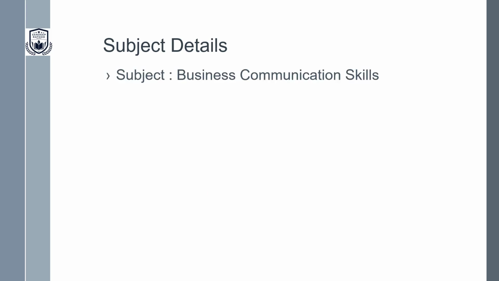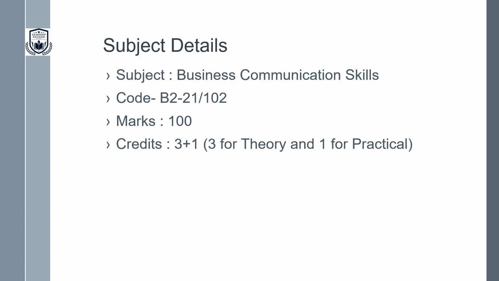Subject details. Name of the subject is business communication skills. Code is B2 21/202. We will be using abbreviation in between 102 as a subject code. Total marks 100. Credits 3 plus 1, that is 3 for theory and 1 for practical.